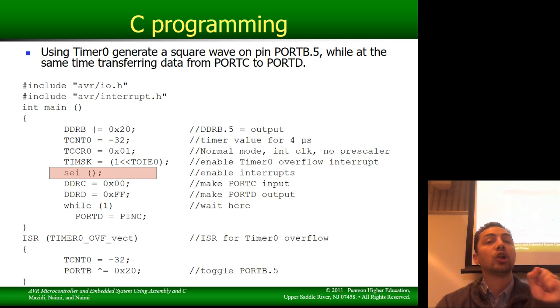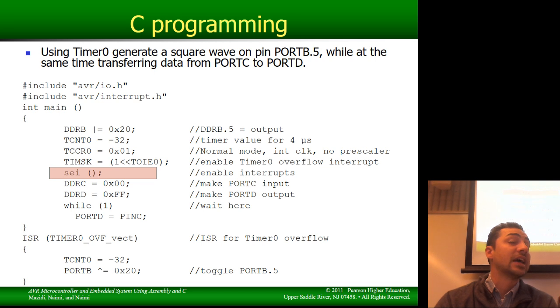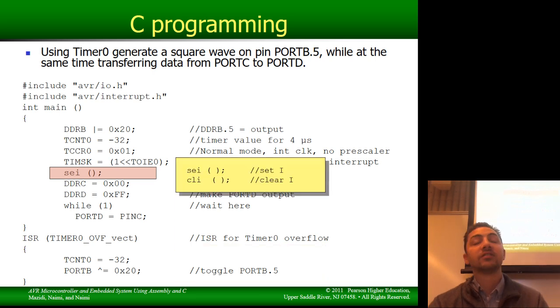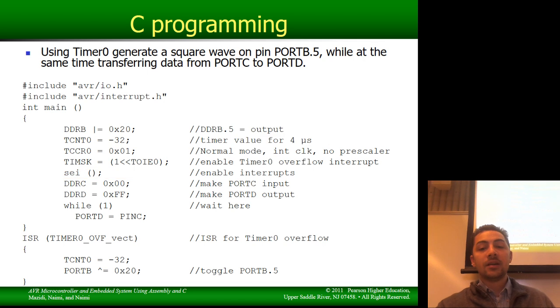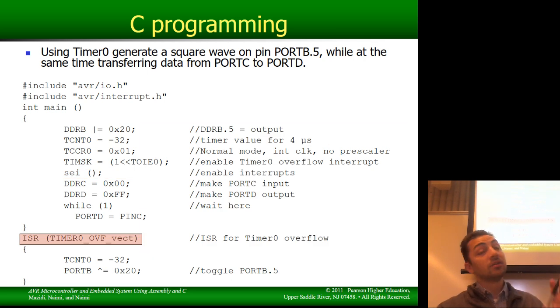You need to enable global interrupts with a function called SEI, which looks exactly like the assembly instruction SEI. In fact, there's an SEI function and a CLI function. They're actually function-like macros, but they look like a function. Second thing you need is an interrupt service handler. You need a handler in assembly too, but it's a little bit different.